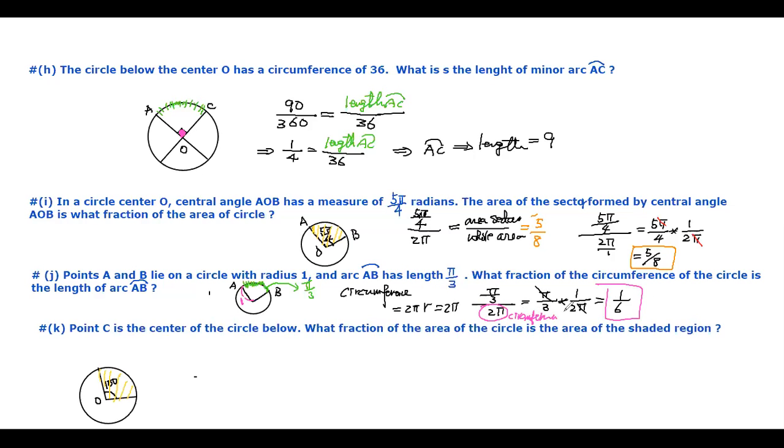Okay, so now let's take a look at the problem here. They say the point C is the center of the circle. What fraction of the area is the area of the shaded area? Okay, so this is the same way. So this is 100 degrees, right? The problem here is 100 degrees. So like we talked about during the review, this is 100, because this is measured in degrees.